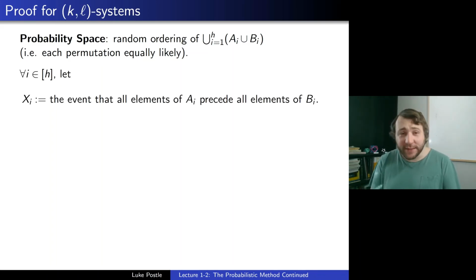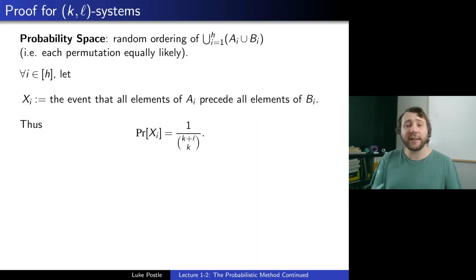Now we need events. So again, we'll set it up with events for every i in h. Here's the idea of the event. We're going to let X_i be the event that all elements of A_i precede all elements of B_i in the ordering. Right? So the A_i and B_i for a given i are disjoint. So what's the chance that all the A_i appear before all of the B_i? It's a well-defined event that we can calculate the probability of. And here's the probability of X_i.